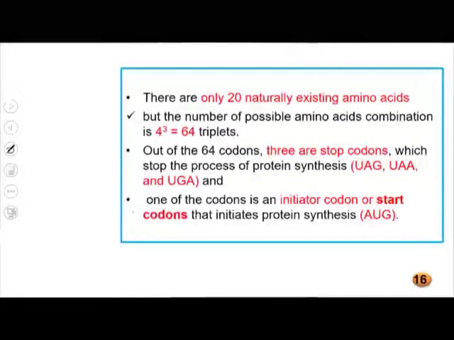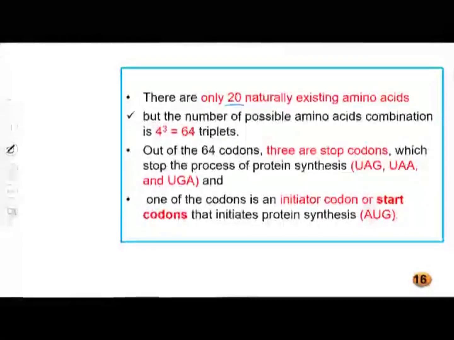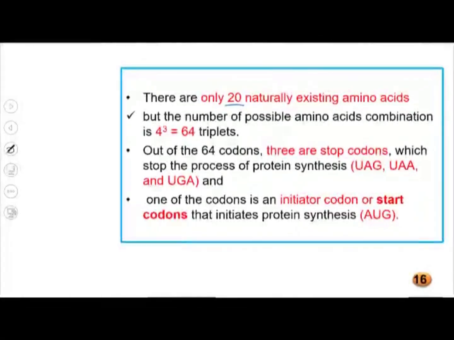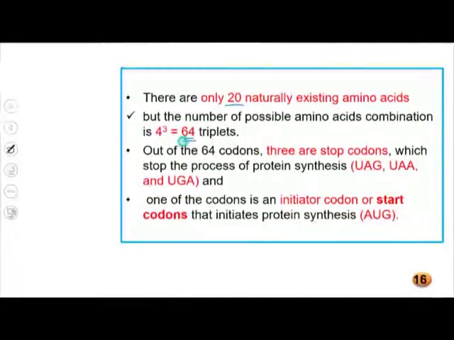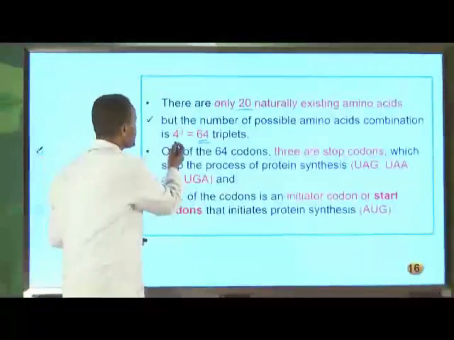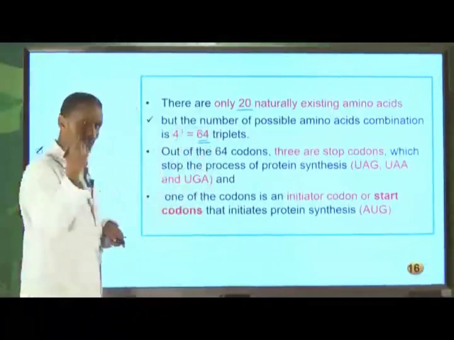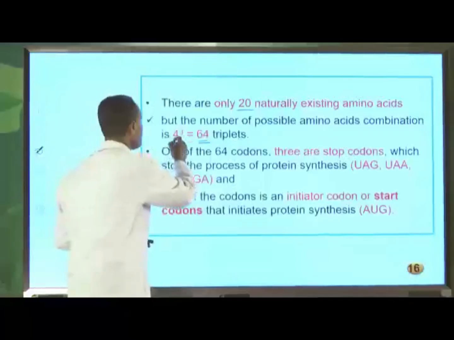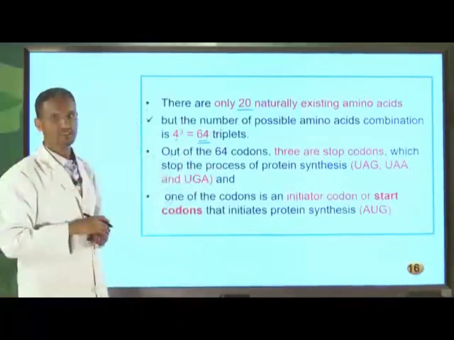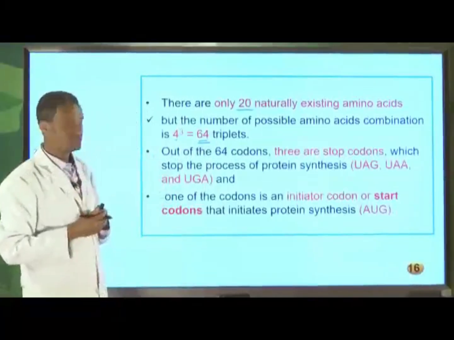There are only 20 naturally existing amino acids, but the number of possible codon combinations is 64 triplets, because there are 4 nitrogen bases, and one codon contains 3 sequential nitrogen bases. As the result, 4 to the power of 3 gives us 64. Therefore, there are 64 triplets.